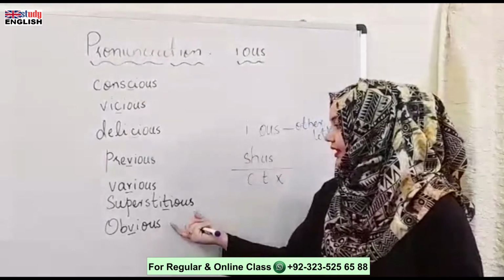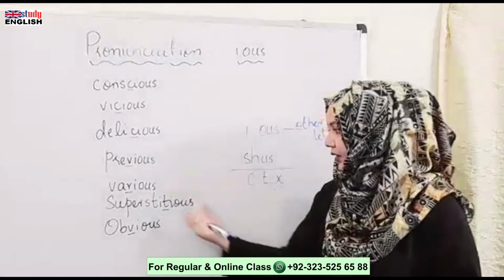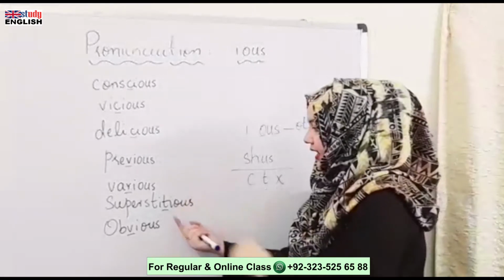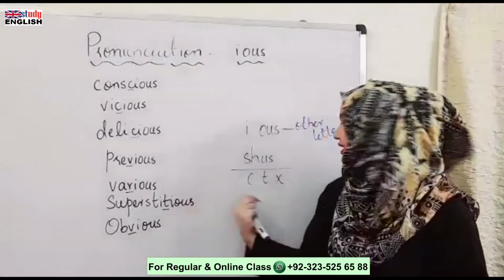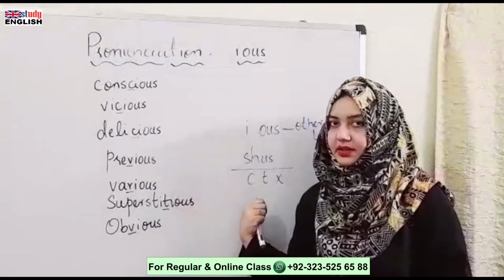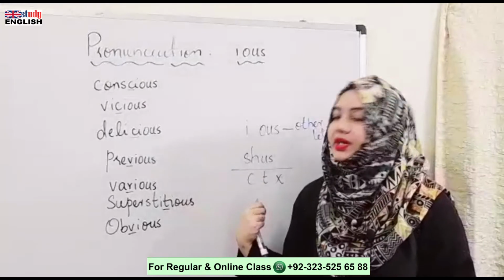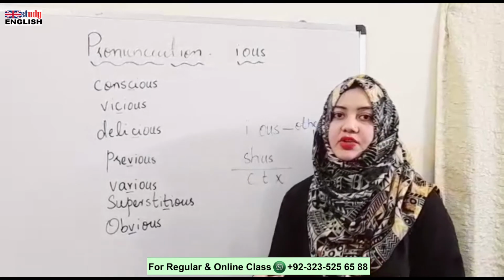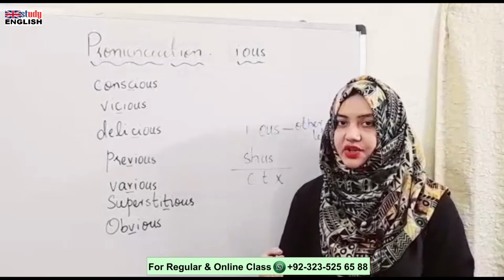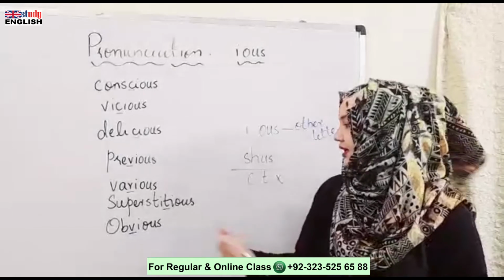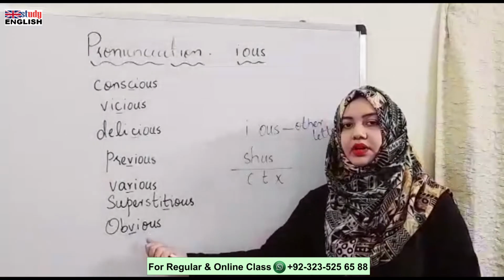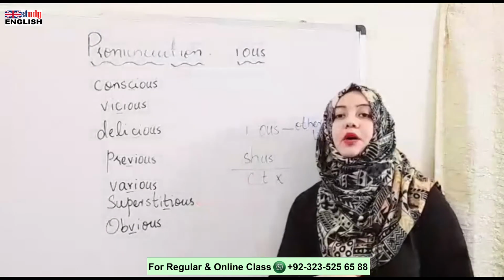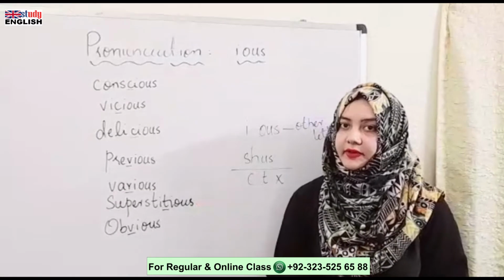Now we have a bigger word. Have a look. Before IOUS we have T, and T is our special letter, so it will give us the sound of "shus". So superstitious, superstitious. Okay, not "stitious", superstitious. Then again before IOUS we have V. V is not our special letter, so this is obvious, obvious.